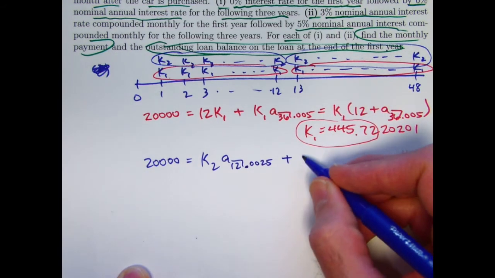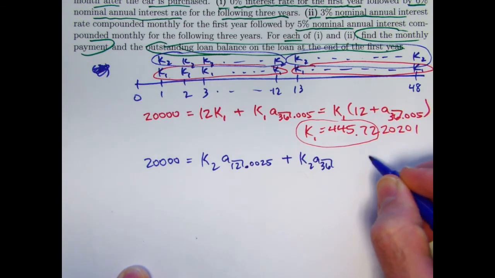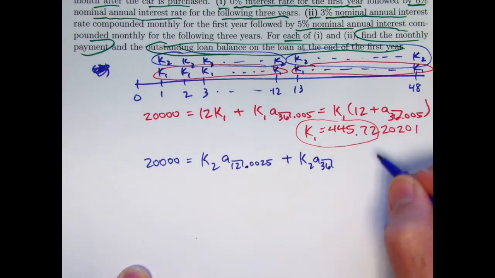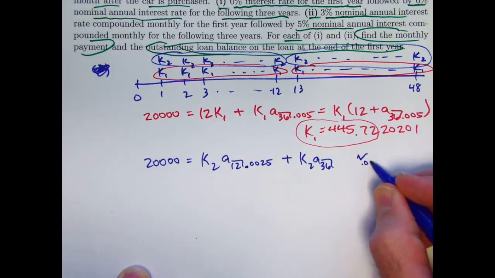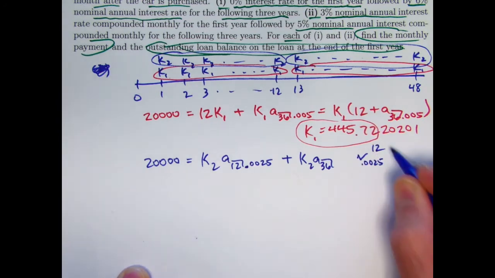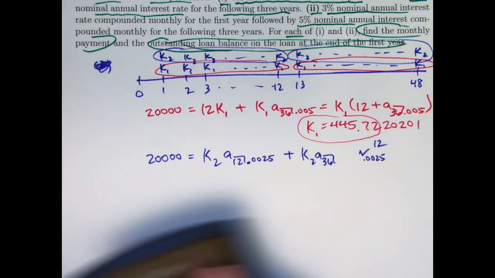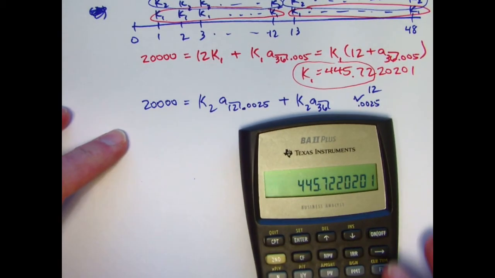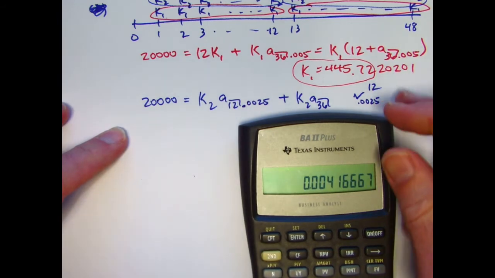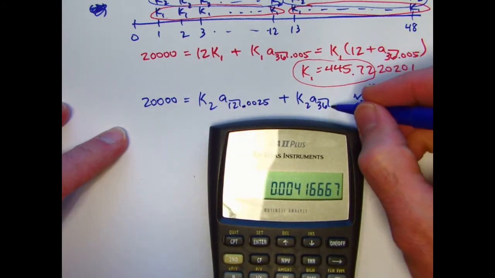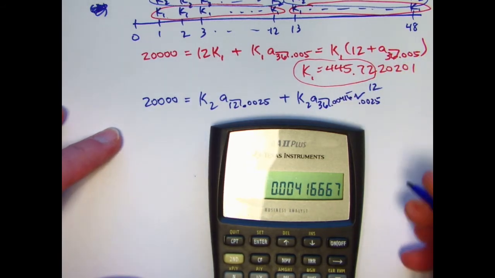And then for the last 36, we're going to have a K2 A36 with a given interest rate, also times V to the 12th power, where the V would go with the first year's interest rate of 3%, 0.0025 to the 12th power. What's the interest rate per month for the last 3 years? Take 5% and divide by 12. 0.00416 repeating. I'll write that right there.